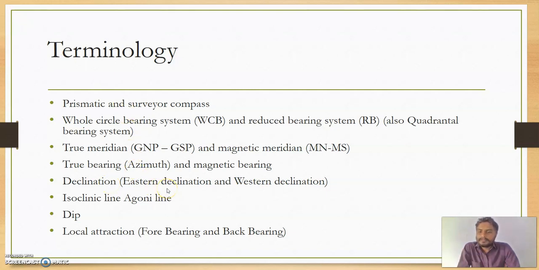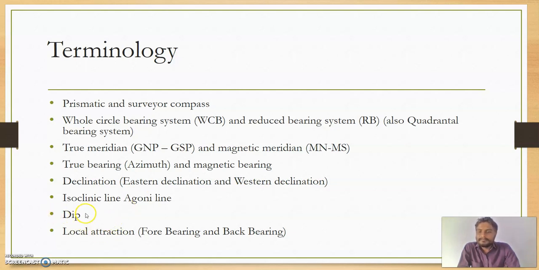Next, isoclinic line and agonic line. Isoclinic line is nothing but an imaginary line which connects equal declination on the earth. Equal declination on the earth. Agonic line is also an imaginary line which connects zero declination on the earth surface.